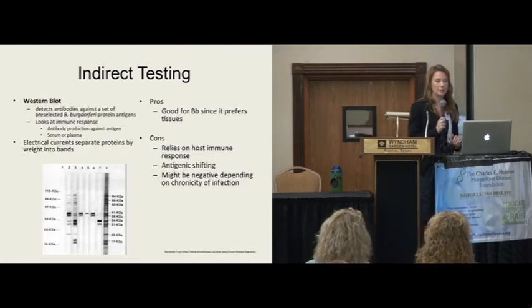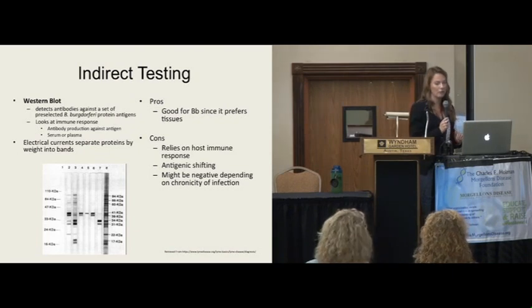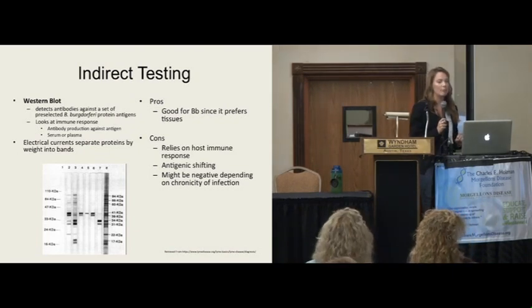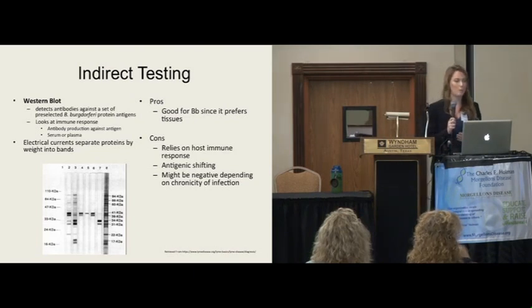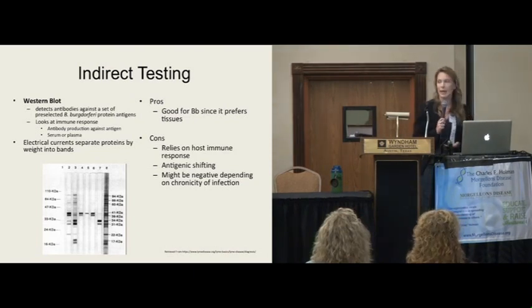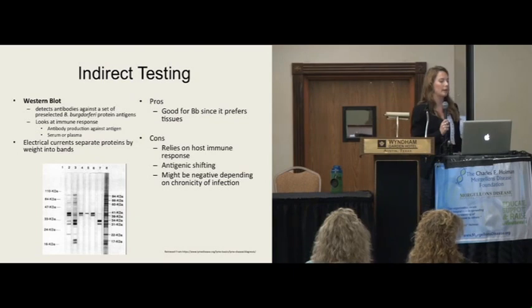So a little bit about indirect testing. So we have the Western blot. You've heard a lot about Western blots. With indirect testing, you are looking at what the immune system is seeing. And again, the immune system changes, as we know, even between women and between men and between the different forms of Borrelia bacteria.